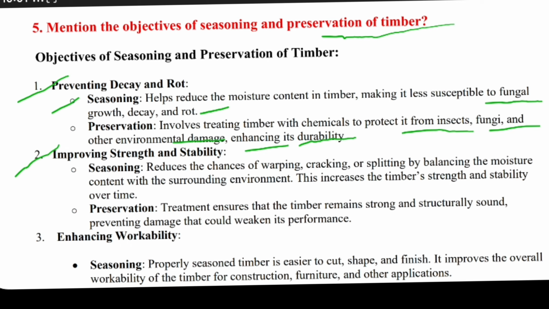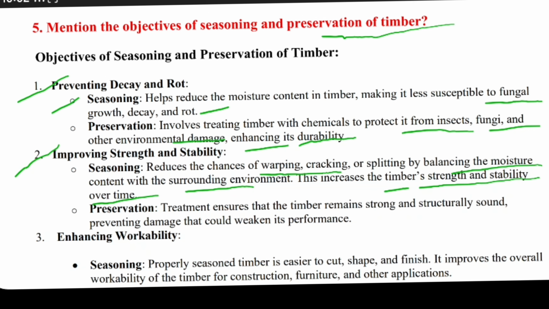Based on the season, if the timber has moisture, it will have warping, cracking, and start splitting due to the moisture content in the surrounding environment. So seasoning increases the timber's strength and durability over time, while moisture reduces that strength.